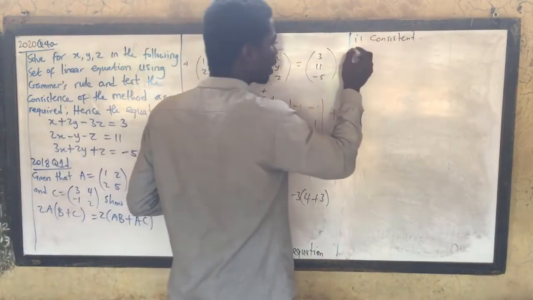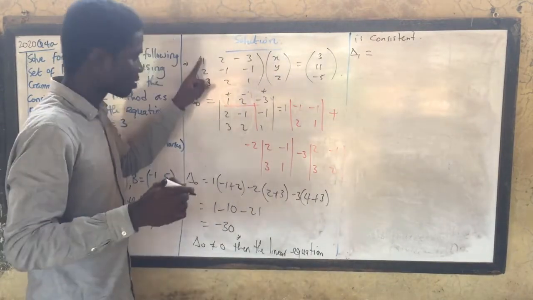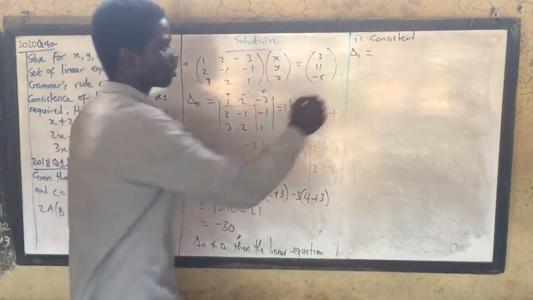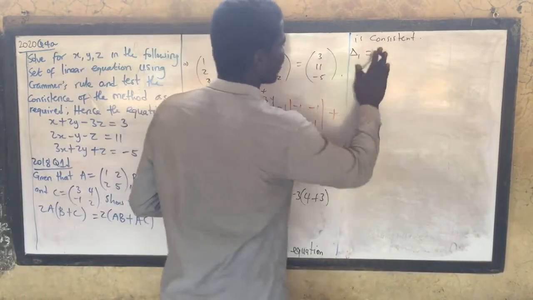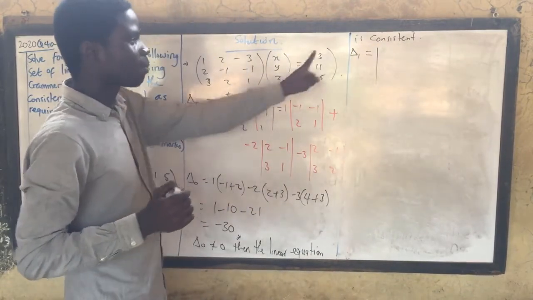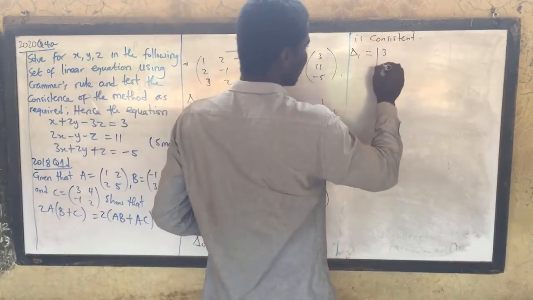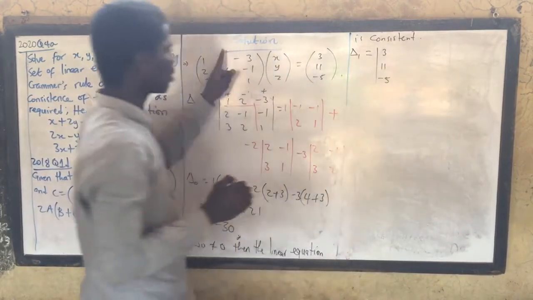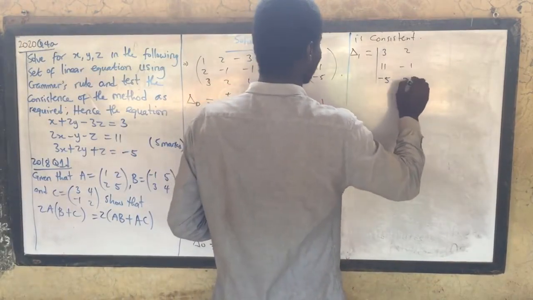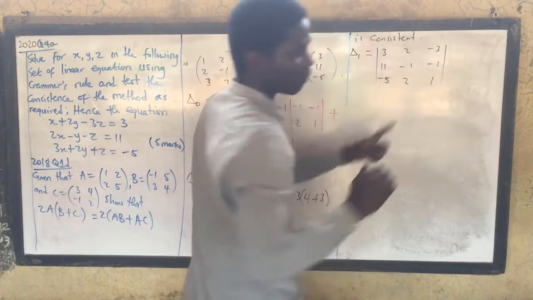So delta 1 is, take away all the coefficients of x. That's 1, 2, 3. Look at it though. In the determinant, take away 1, 2, 3, the coefficients of x, and replace with 3, 11, minus 5. So replace the remaining things there: 2, minus 1, 2, minus 3, minus 1, 1. So you'll find the determinant here.